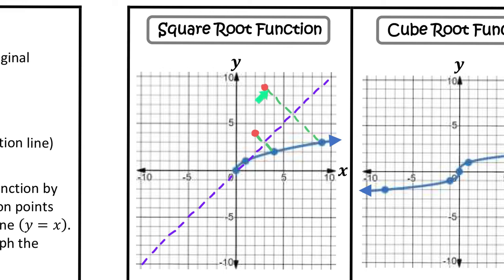So again, how am I getting these red points? By reflecting the blue points, using the purple line as my line of reflection. What about these two points? Are they on the diagonal? If something is on the diagonal, then it stays where it is. So we just copy it or draw over it. And so my inverse graph will be something like this.